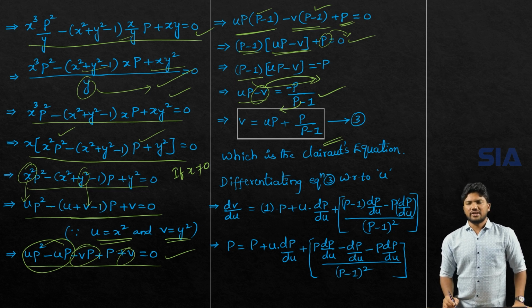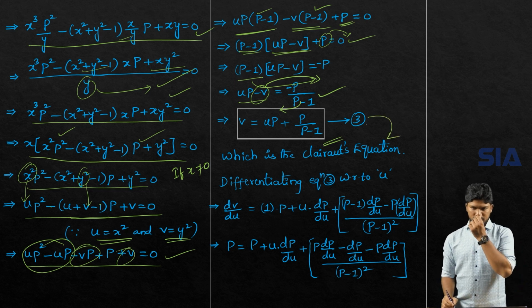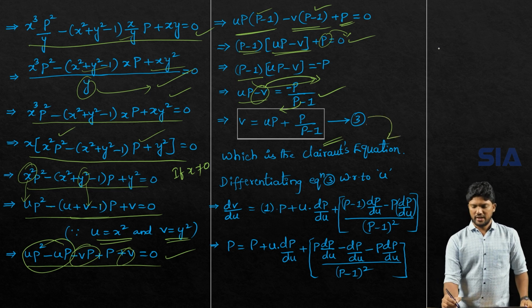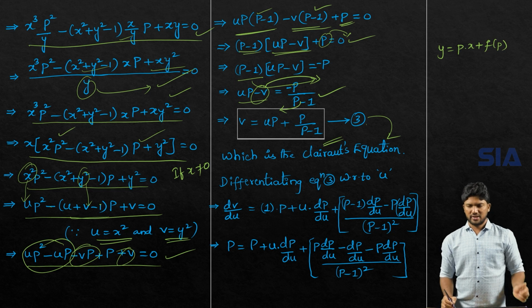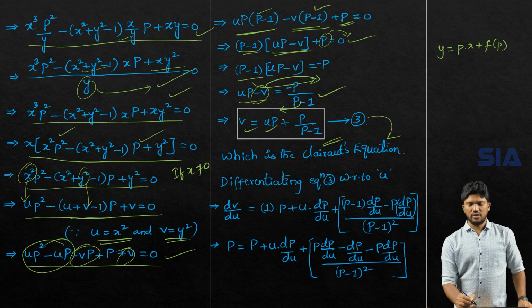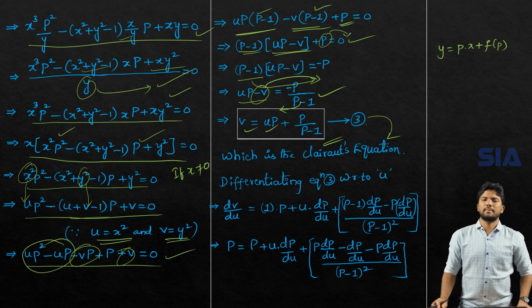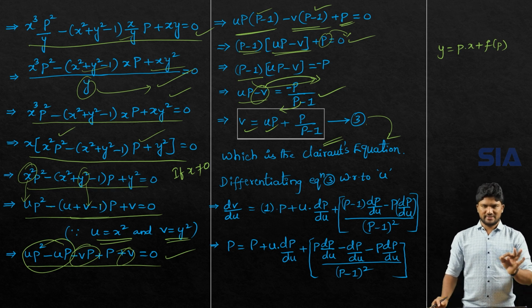Which is the Clairaut's equation? Equation number 3 is in the form of Clairaut's equation. You know very well Clairaut's equation always exists in y is equal to p into x plus f of p format. So here you have y square equal to v, so here you have v and u in terms of variables. So v is equal to u into p plus p by p minus 1, which is the Clairaut's equation in terms of u and v.